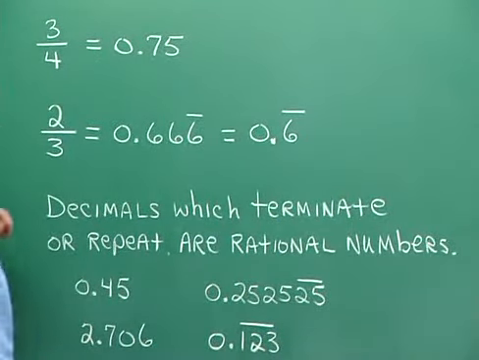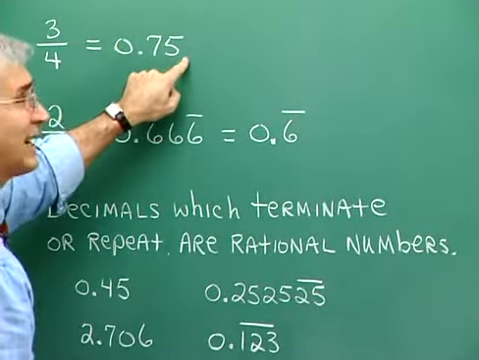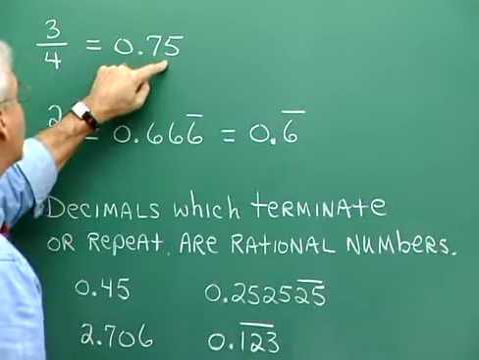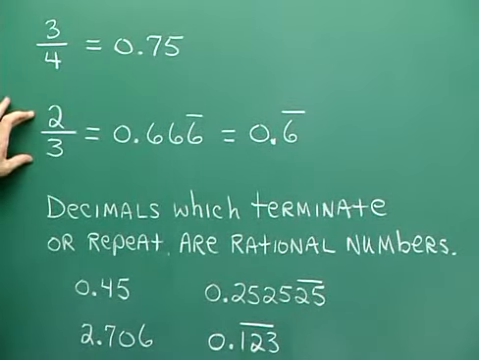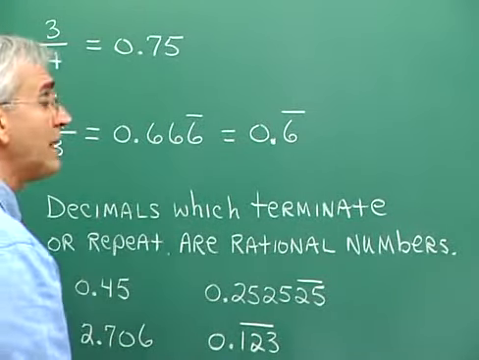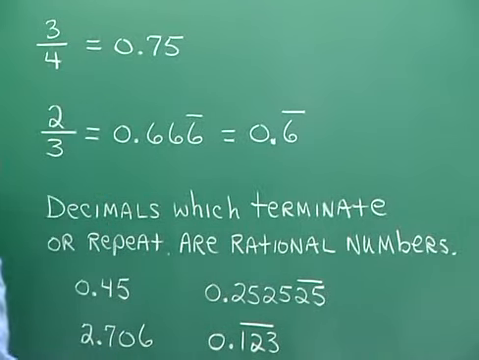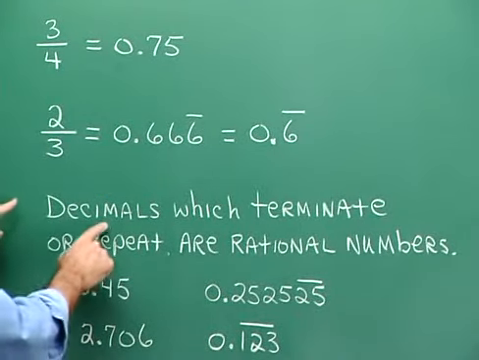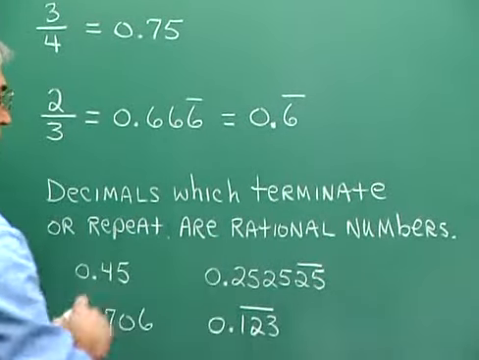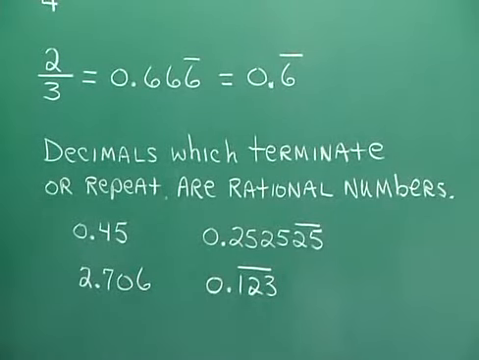All right, so terminating decimals. This is a terminating decimal because it kind of stops. If we were dividing 4 into 3, we would stop the division right here. But 2/3 is a repeating decimal. There is a digit which repeats, and repeating decimals may have more than one digit which repeat. And I'll show you an example in a second. The idea is that decimals which terminate or repeat are also rational numbers because they can be put into the form of a rational number.